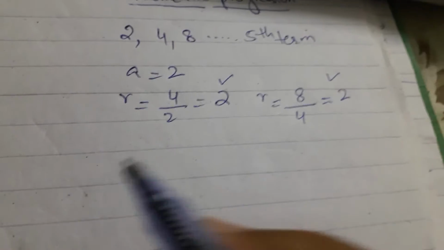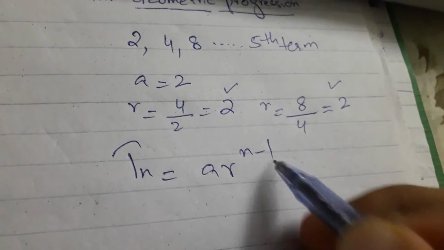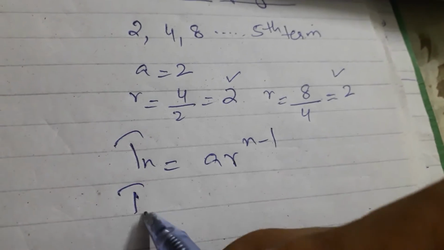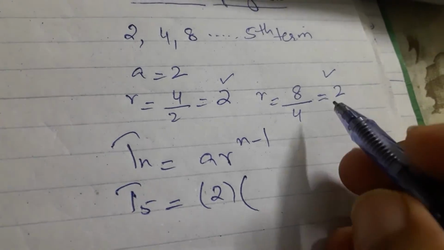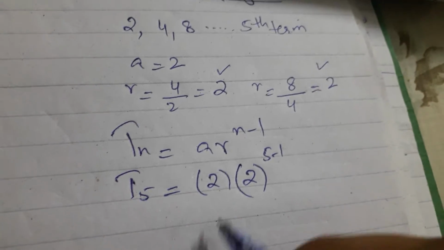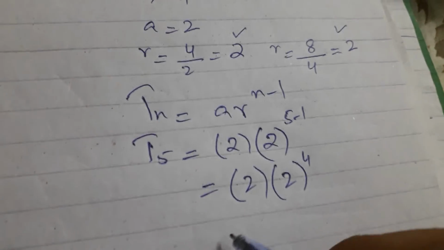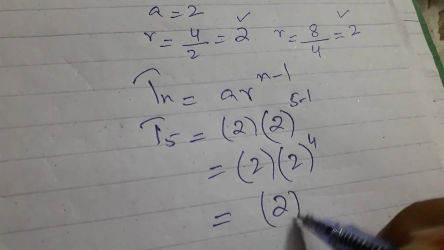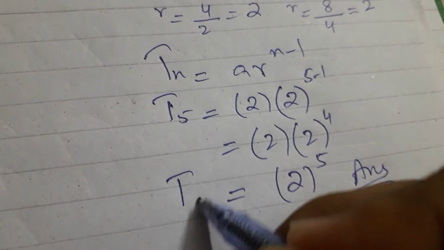Now moving towards the formula, which is Tn equals a r to the power n minus 1. We have to find T5. a is 2, ratio is also 2, n minus 1, which is 2 to the power 4. It will become 2 to the power 5, which is the answer.